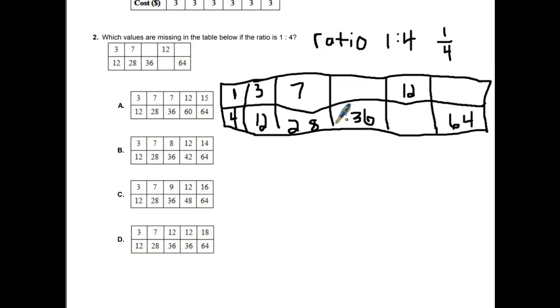Okay, so 4 times what number is 36? Well, that would be 9. And 4 times 12 would be 48. And 4 times what number would be 64? Well, that would be 16. And C would be your correct answer. Okay? So here you're going to put correct answer, C.